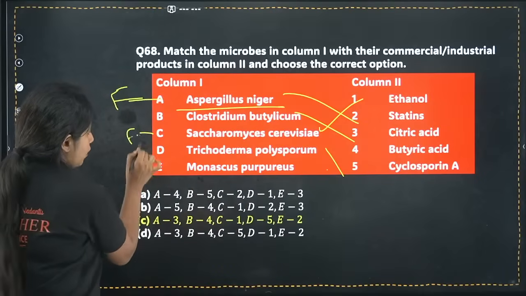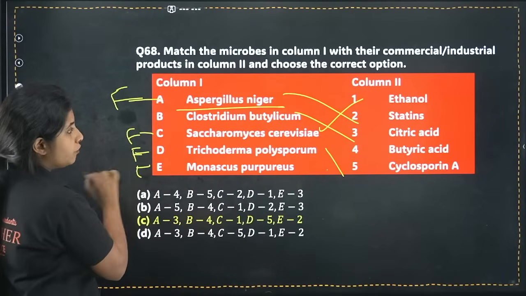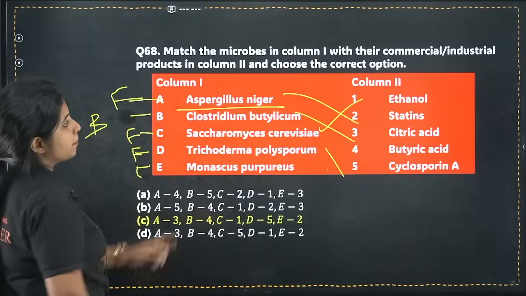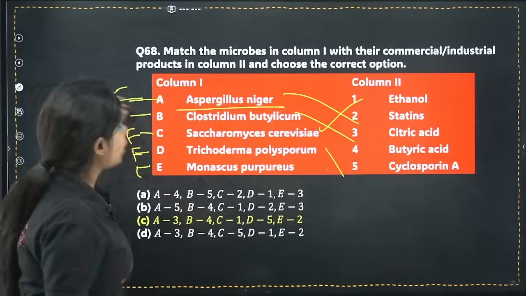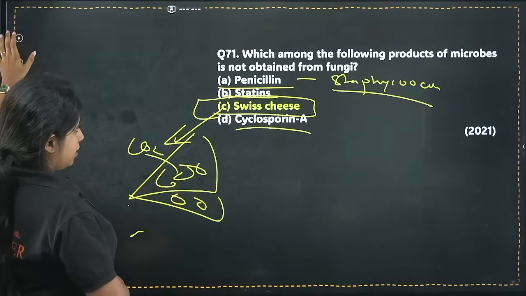So by Baba, this is fungus, this is fungus, this is fungus. Yeast comes under fungus, and this is what? Bacteria. Always remember that. Aspergillus niger, citric acid. Okay, got it?